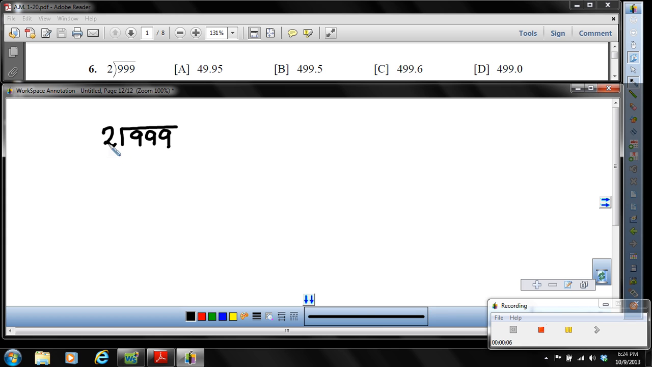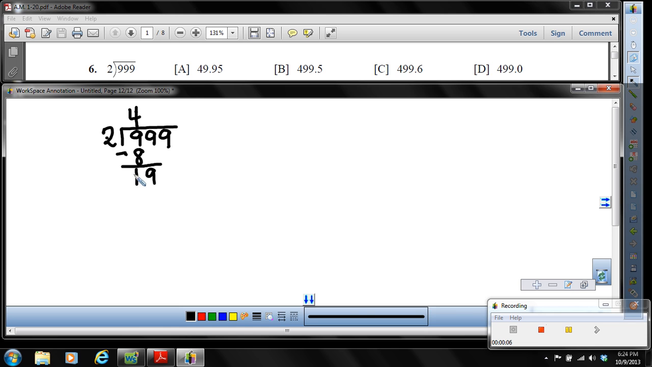We start by asking ourselves, can 2 go into 9? 2 can go into 9 4 times. 4 times 2 would be 8. We subtract. 9 minus 8 would be 1, and we would bring down our next number. We have a new number, 19.